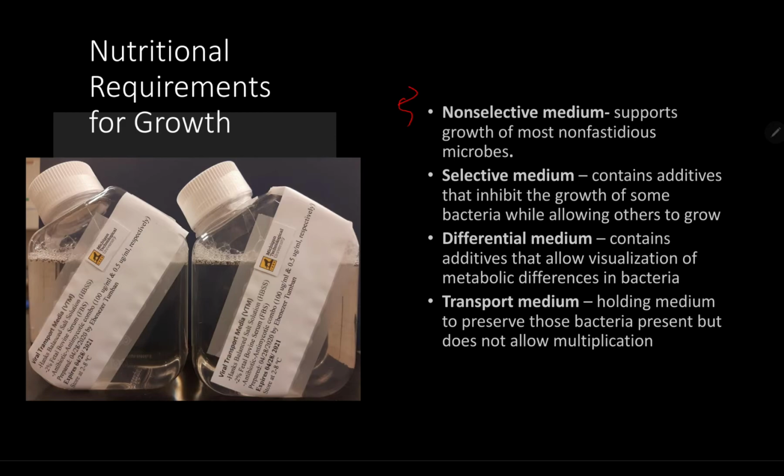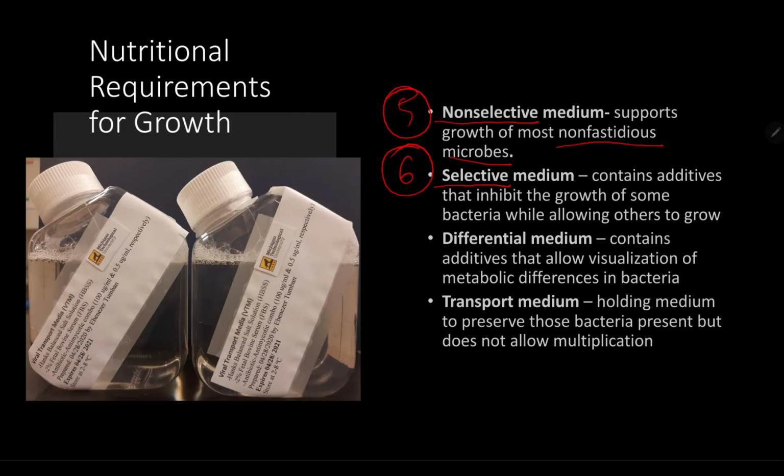The next ones are the non-selective medium and the selective medium. From the name itself, you can easily understand what they mean. Non-selective medium means that it does not select anything. So it supports the growth of most non-fastidious microbes. Non-fastidious means the least fussy. Fastidious microbes are a group of microbes that are very fussy, and when they need to grow, they need a specific nutrient. So if you have a fastidious microbe, you can't use the non-selective medium, because it is for the not-fussy bacteria, as it does not select against anything.